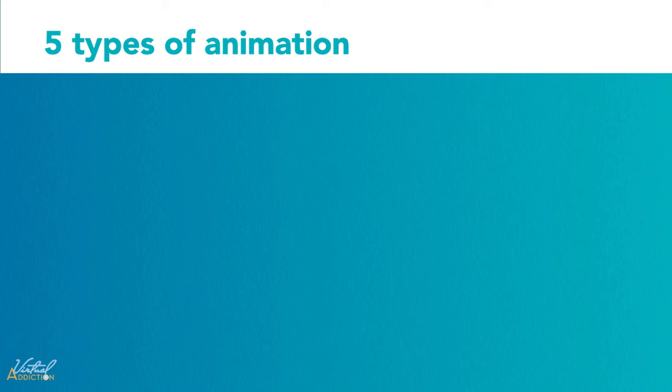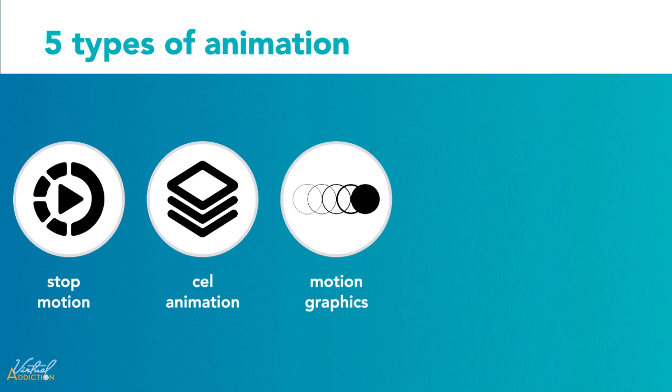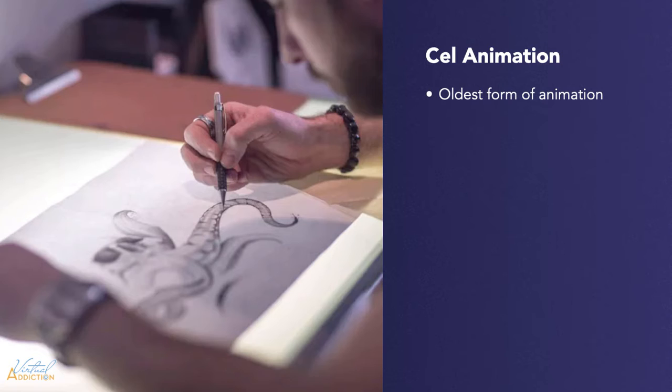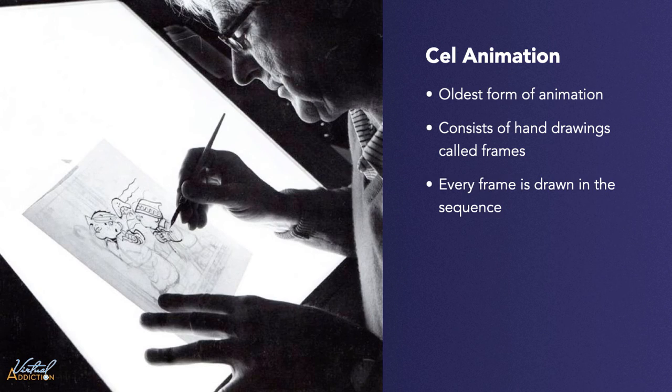The 5 different categories of animation include stop motion, cell animation, motion graphics, 2D animation, and 3D animation. Cell animation, or traditional animation, is the most traditional form of animation. A distinctly separate graphic is represented in each frame of an animated sequence. The word cell comes from the celluloid film, which is what the film was once made from.